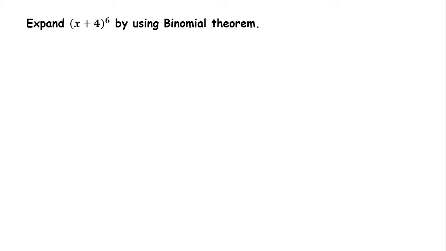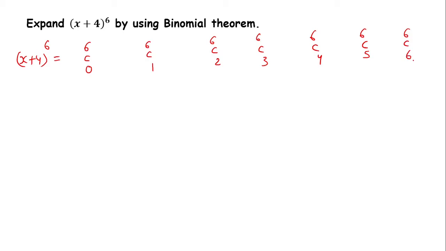We have this question, x plus 4 power 6. So how do we solve it? x plus 4 power 6. So we always start from 6c0, 6c1, 6c2, 6c3, 6c4, 6c5, and then 6c6.